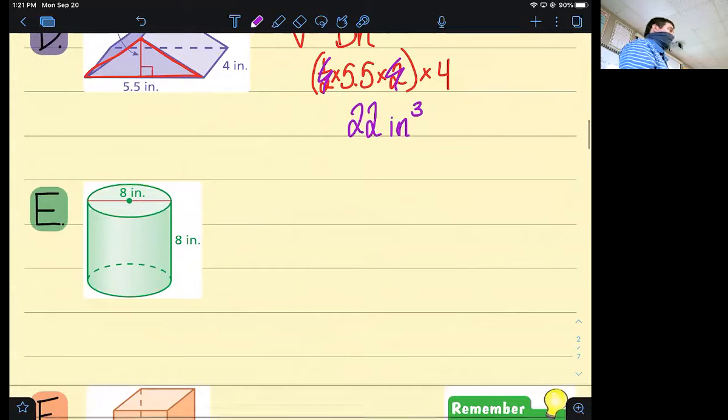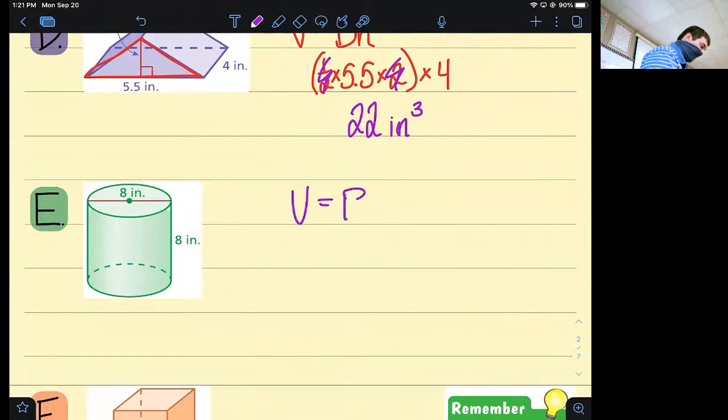And here's another cylinder problem. So my formula is volume equals capital B times H. Capital B is the area of our base. Lucy, what am I going to plug in to find the area of that circle?